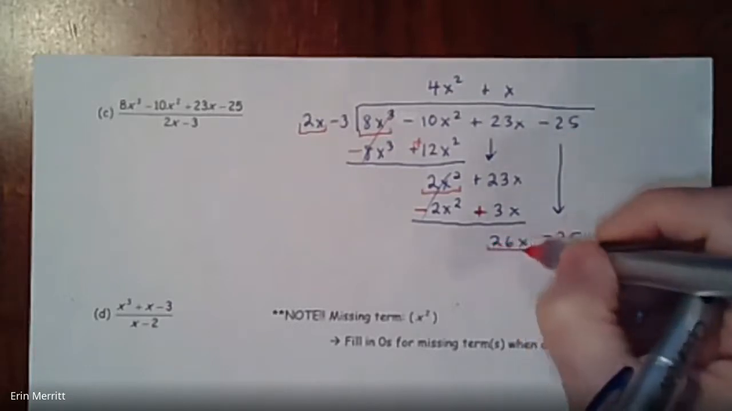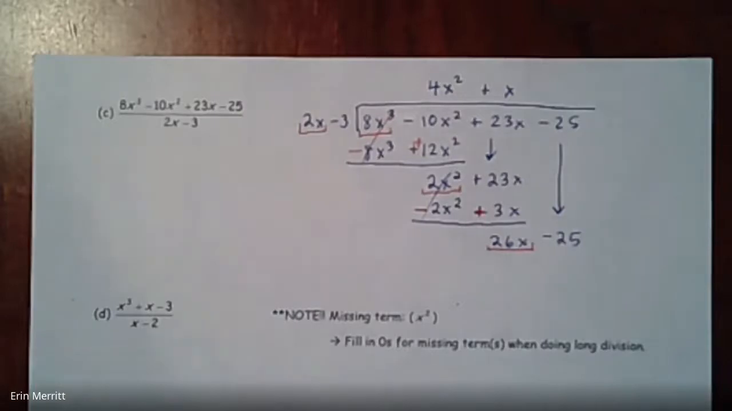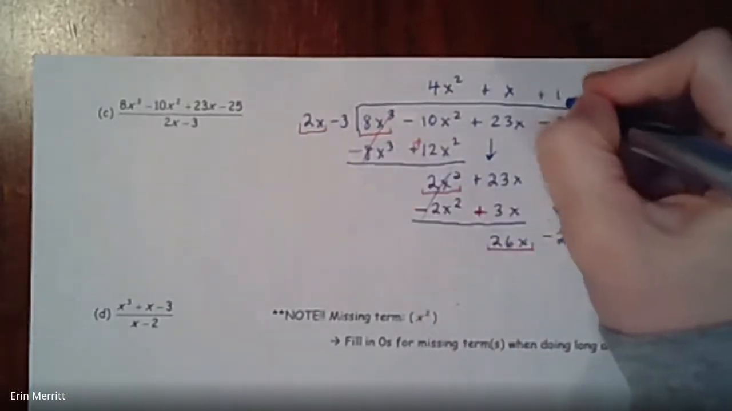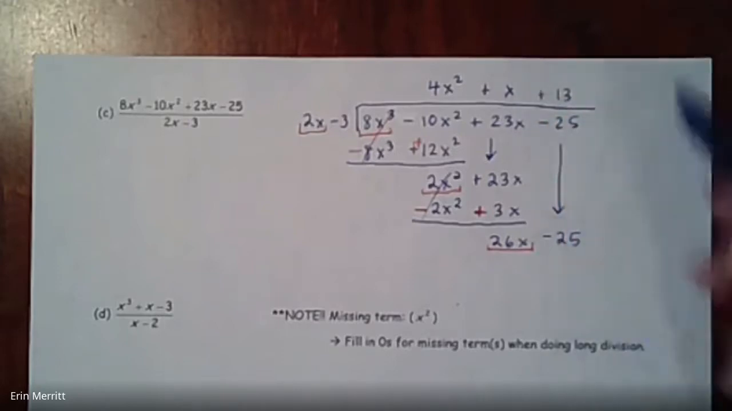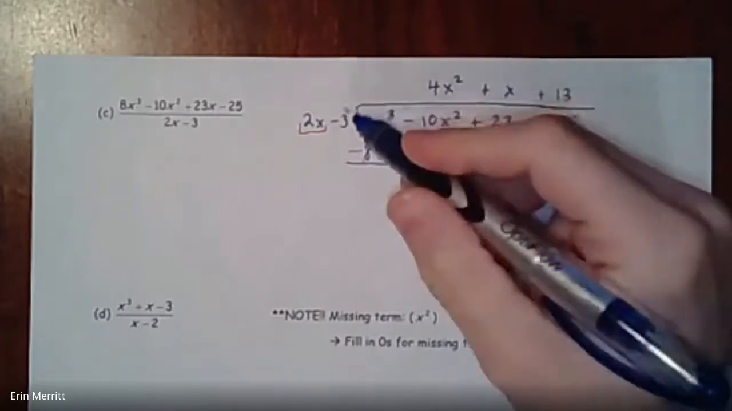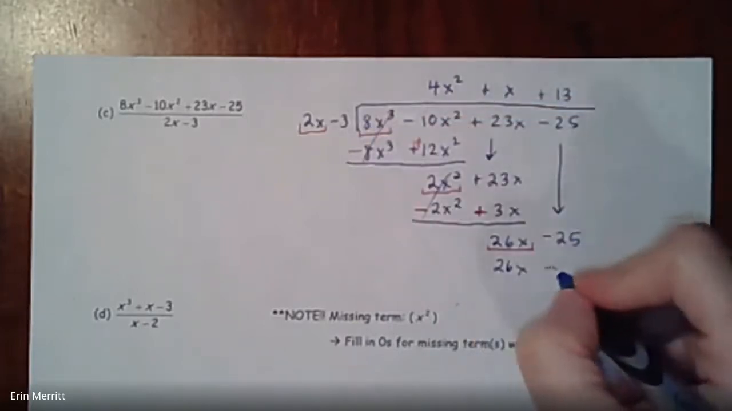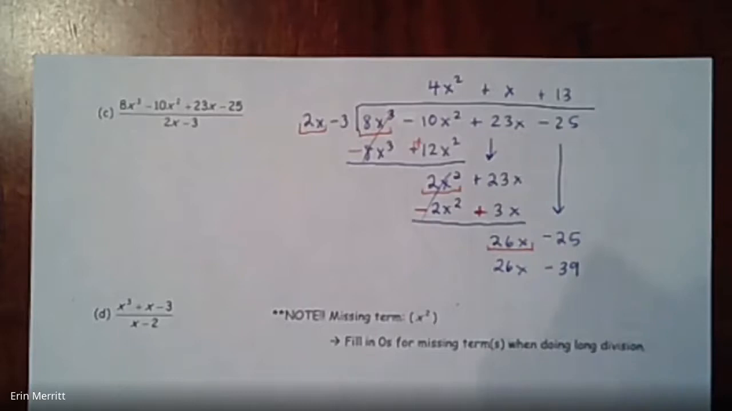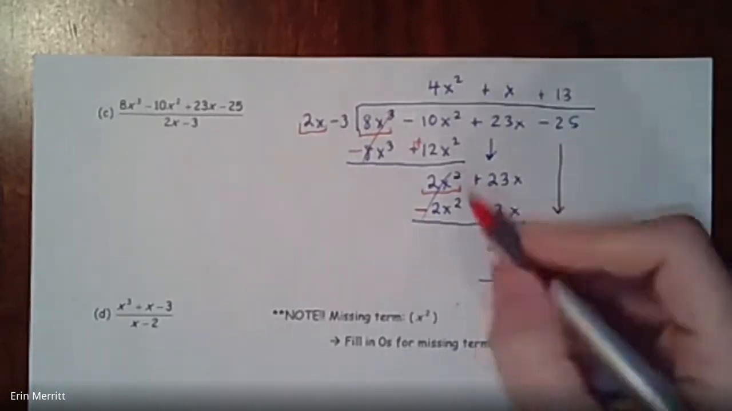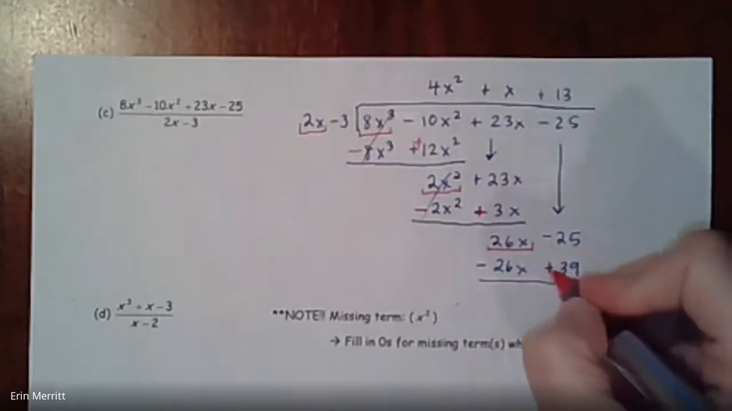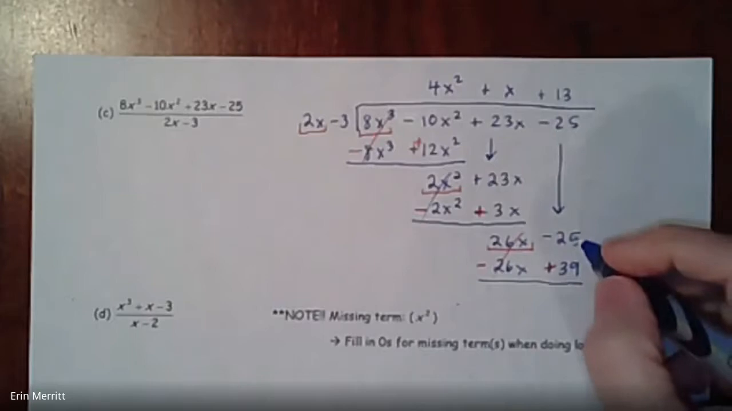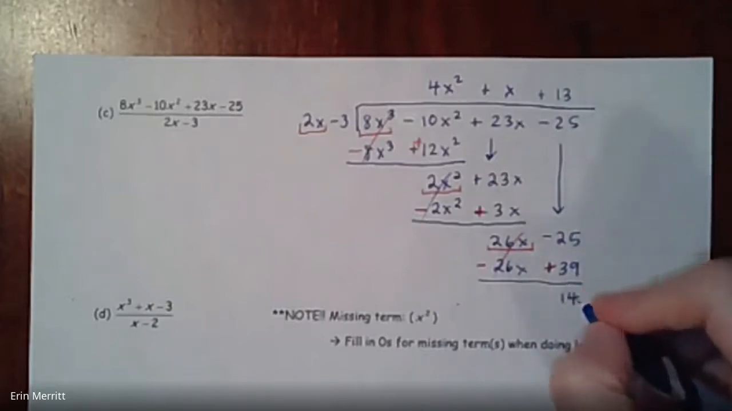Last time. All right, we've got 26x and 2x. Up top, we need a positive 13 to make this happen. 13 times 2 gives us 26x. 13 times negative 3 will give me minus 39. All right, subtract each part. So subtract, flip, that'll change there. And then when you add it together, negative 25 plus 39, I get 14.